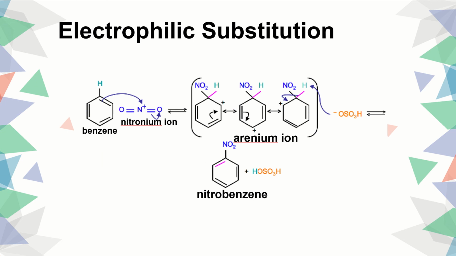So the next type of reaction that we're looking at is electrophilic substitution. We have a molecule of benzene reacting with our nitronium ion, and this is an electrophilic substitution. So we are replacing the hydrogen with the nitro group, or nitronium ion.